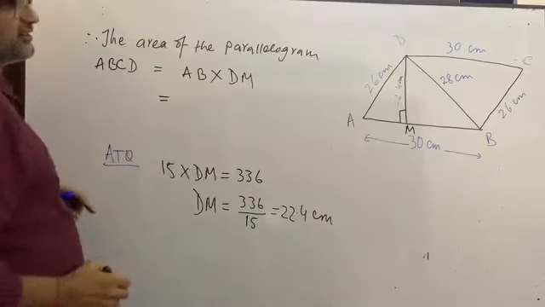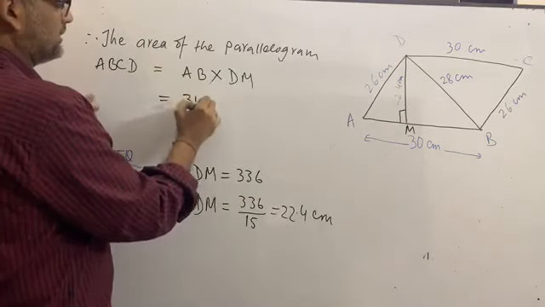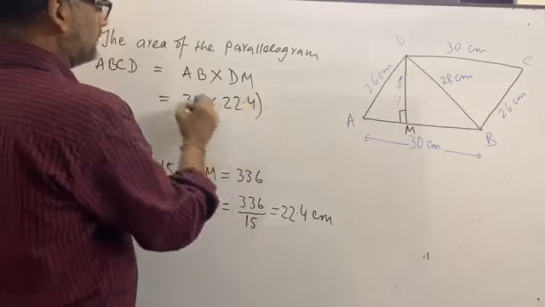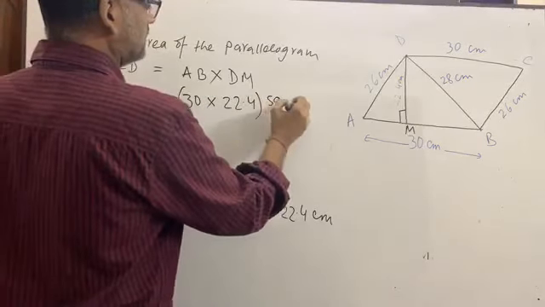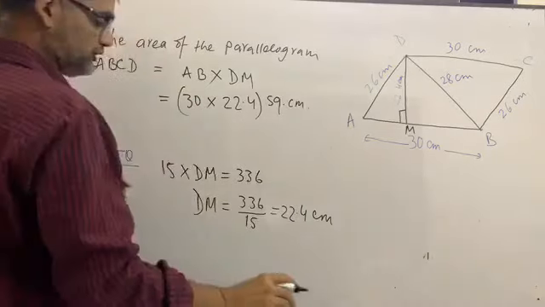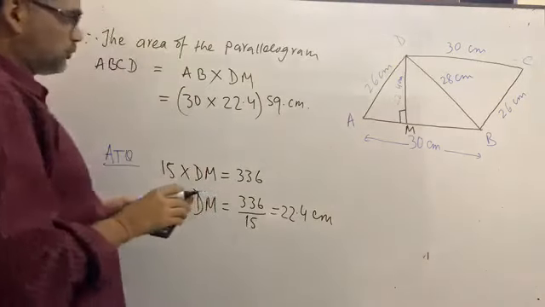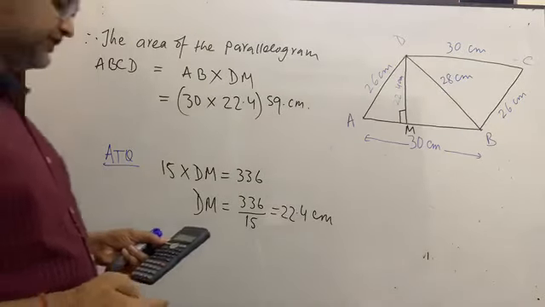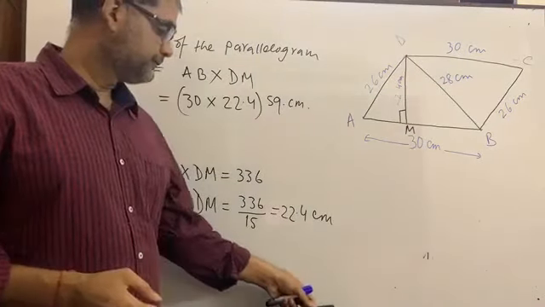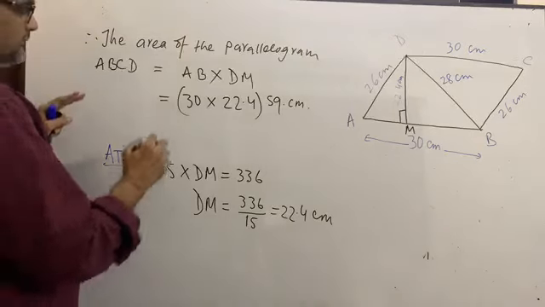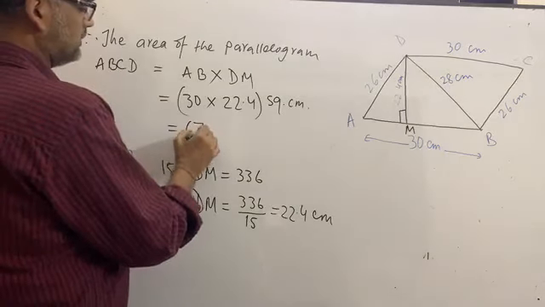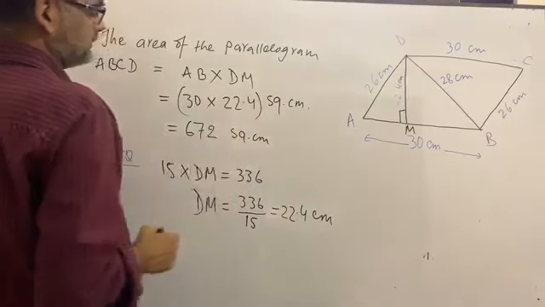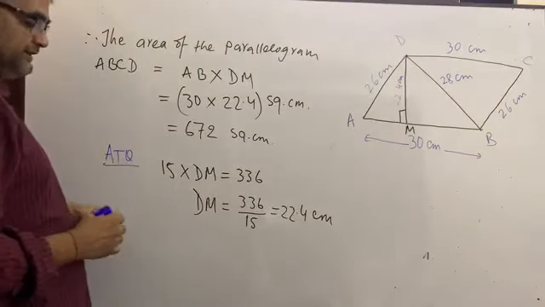Now what is base? Base is 30 centimeter. What is height? 22.4 square centimeter. Now use the calculator. 22.4 into 30, 672. Okay, this is the answer.